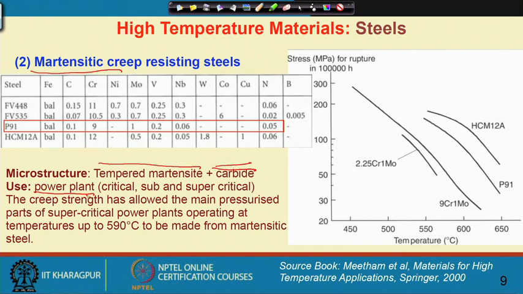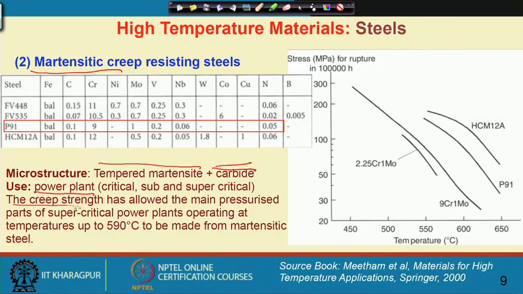Now, the use here is the power plant that I said, and this power plant could be at critical, subcritical or supercritical temperatures. The creep strength has been alloyed as a main pressurized part of this supercritical power plant, where the temperature rises to something like 590 or 600 degree in a martensite steel. So, this is the expectation, and with time people have derived so many different steels.